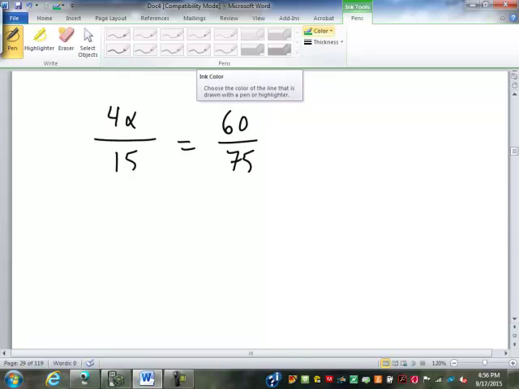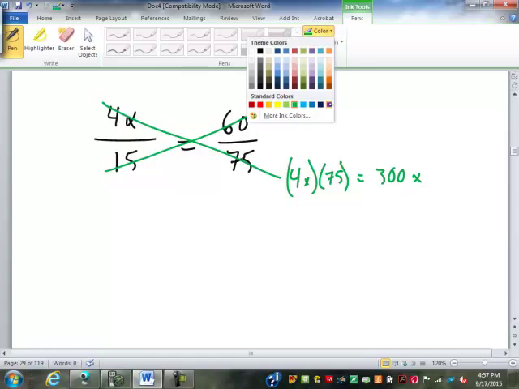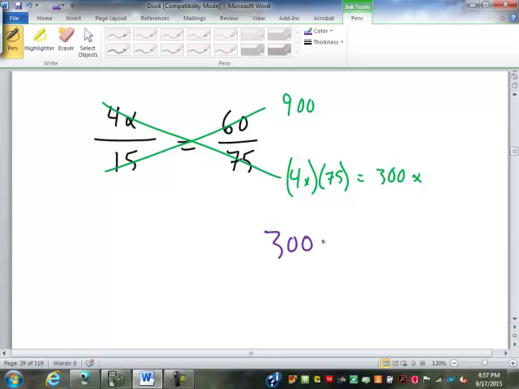Find out what x is. Well, again, we're going to cross multiply. 15 times 60 is 900. Then we have 4x times 75. Well, 4 times 75 is 300, so that's 300x. So what we have is 300x equals 900. What's x got to be? Well, you divide by 300. x has to equal 3.